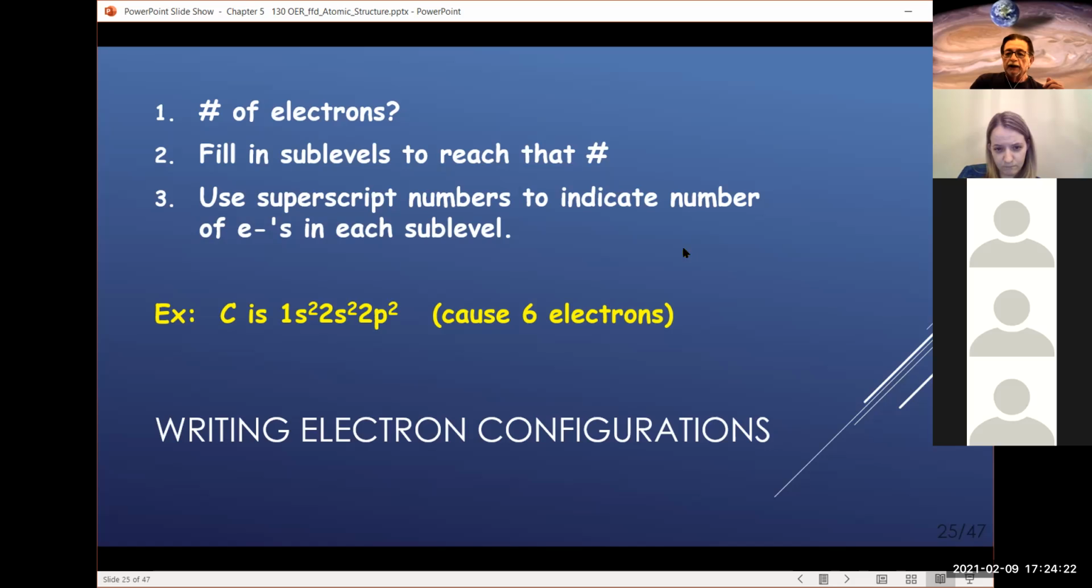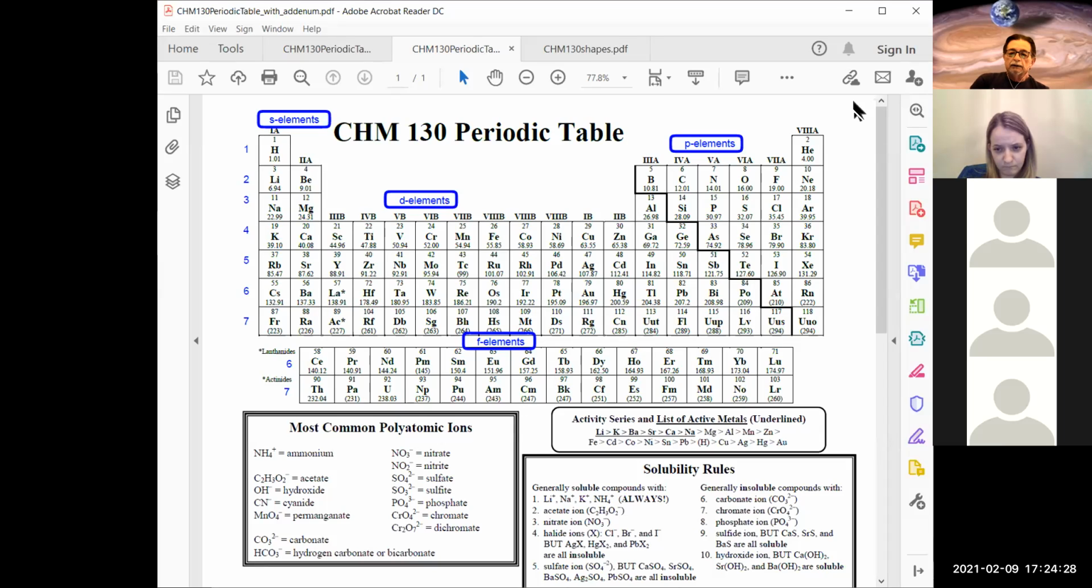Now, you might be asked a question. For energy level number 3, right here, what is the maximum number of electrons that I can put on the 3rd energy level?